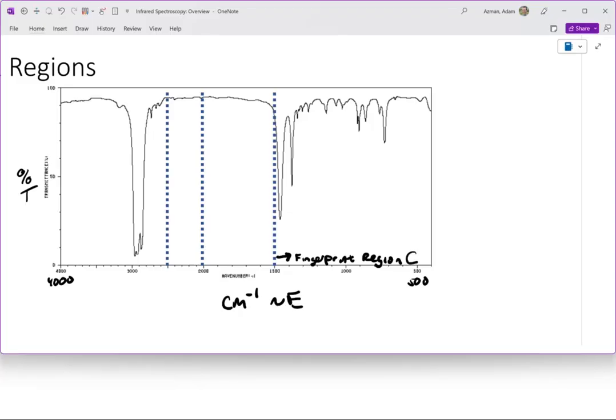So we will essentially ignore everything in the fingerprint region. Are there things in the fingerprint region? Sure, and different textbooks will have different things to look out for, but for my course, we're not going to really concern ourselves with anything in the fingerprint region. So 1500 and below, we can ignore.